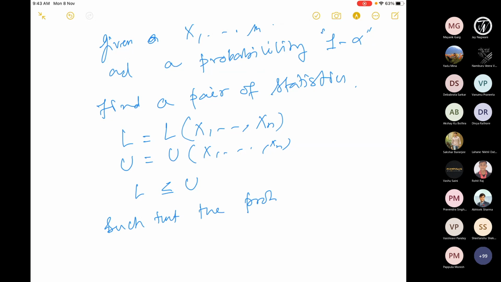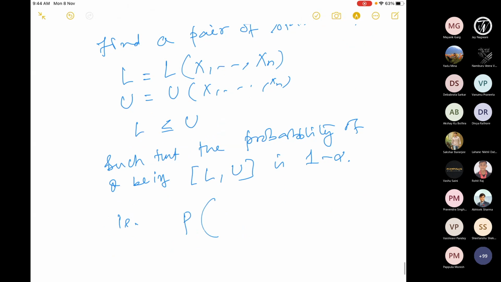the probability of theta being inside this is 1 minus alpha. What I'm trying to tell you is that the probability that theta lies between these two values is equal to 1 minus alpha. This is the problem of interval estimation. So we have sample data, small x1, x2, xn, and we have a guess about our population distribution f of x, theta.